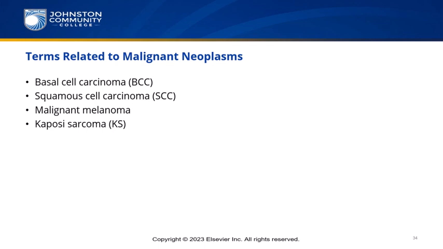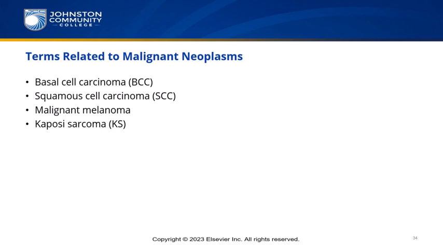Then we have squamous cell. Squamous cell carcinomas are the second most common skin cancers. These arise from squamous cells instead of basal cells, although like BCCs, they are also the result of sun exposure. Malignant melanoma is the result of mutated melanocytes. It is the leading cause of death from skin cancer.